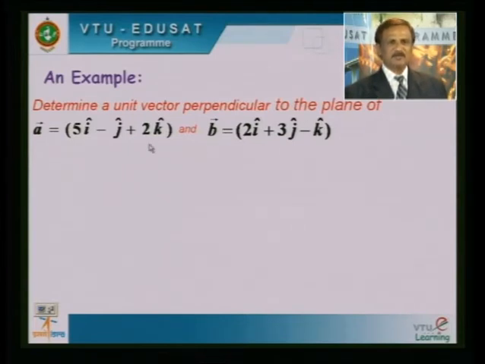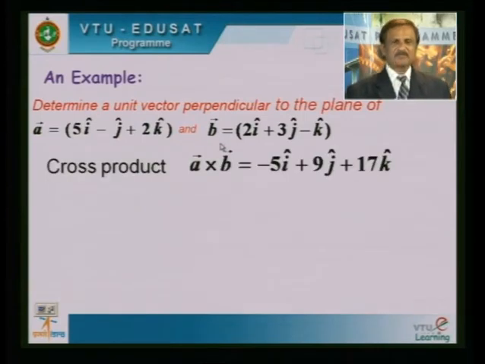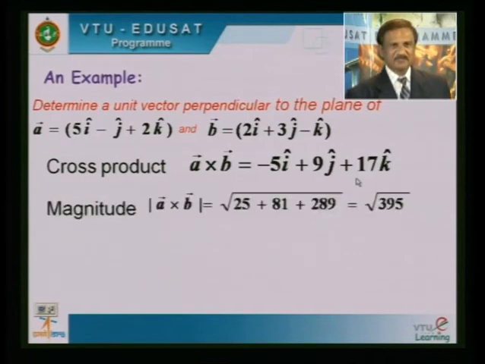So, determine a unit vector perpendicular to the plane of A and B. They have given A and B, and now you want to obtain a unit vector. How do you find a unit vector? Just now we have observed the formula. First I want to calculate A cross B. I have considered the same example. You can take A and B, and A cross B we have already calculated. What is the solution? Minus 5i plus 9j plus 17k, when you multiply these two factors.